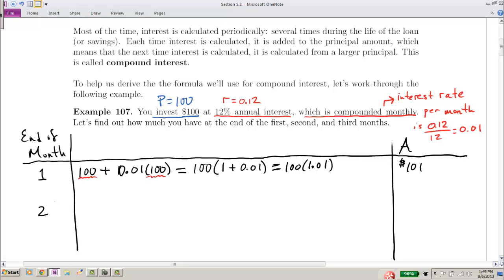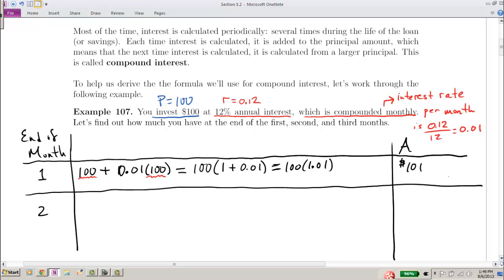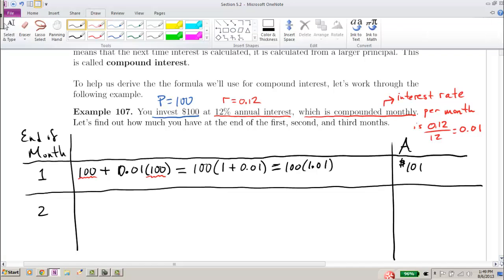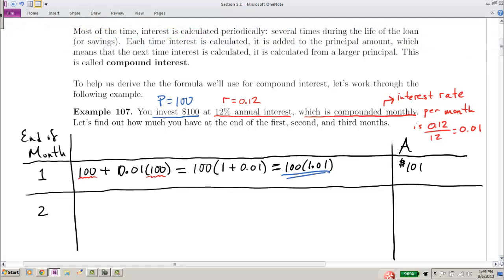For the end of month 2, now we're starting with the $101. I'm going to use this expression at the end of this line rather than 101, since it's more convenient for our calculations. So at the end of month 2, we've got what we started out with at the beginning of that month, 100 times 1.01, and then we've earned 1% interest on that amount. So 0.01 times 100 times 1.01.